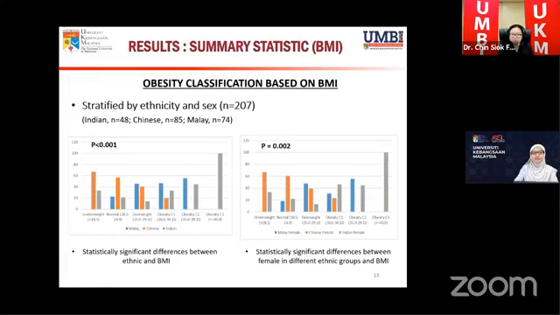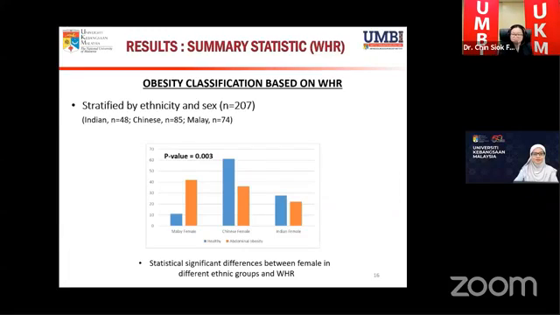The data here shows the obesity classification based on BMI, stratified by ethnicity and gender. There were significant differences between ethnic groups and BMI, similarly to the comparison between females in different ethnic groups and BMI. The data here shows the obesity classification based on waist-hip ratio, stratified by ethnicity and gender, and there were significant differences between females in different ethnic groups and waist-hip ratio, as you can see in this figure.